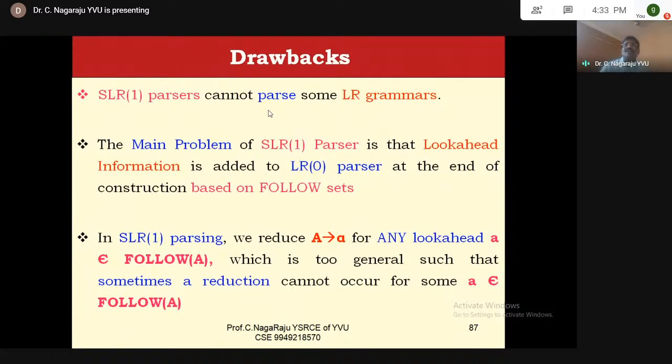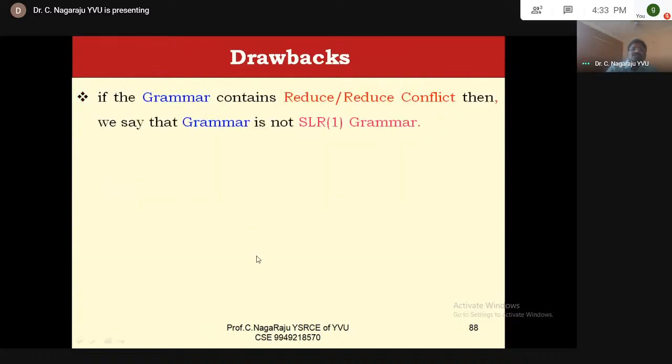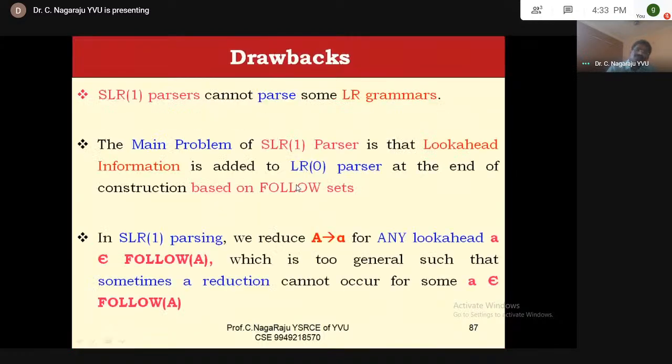It cannot parse some LR grammars. The main problem of the SLR1 parser is lookahead information. It is added to the LR0 parser at the end of the construction, based on the follow set. But here we have to use the follow set for avoiding the conflicts, which makes it somewhat slower and confusing. In the CLR parser we use the follow and parsers of this one. These are the drawbacks of this CLR.